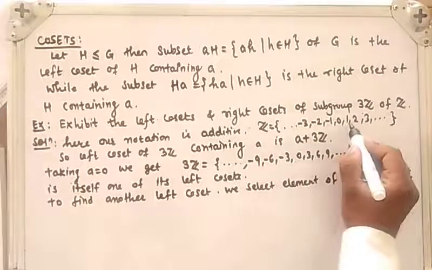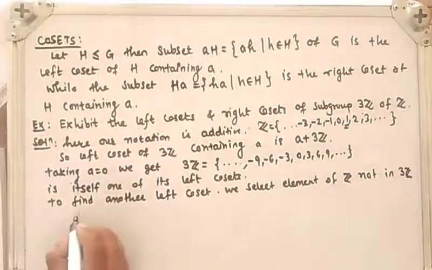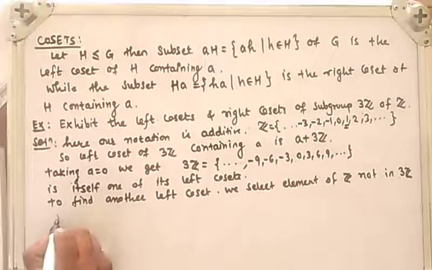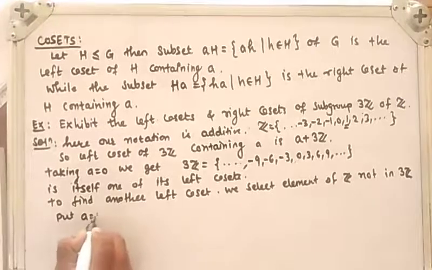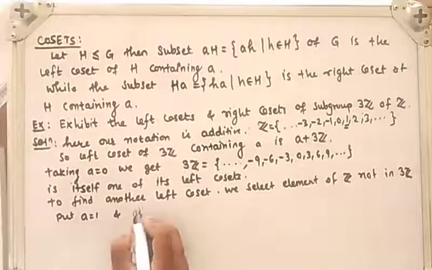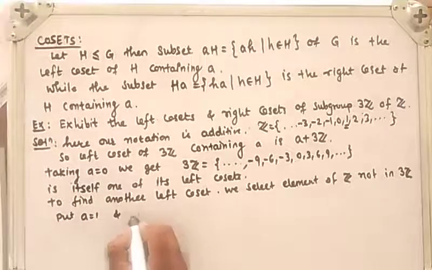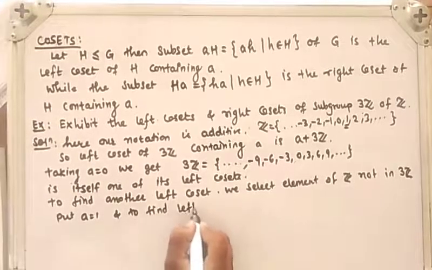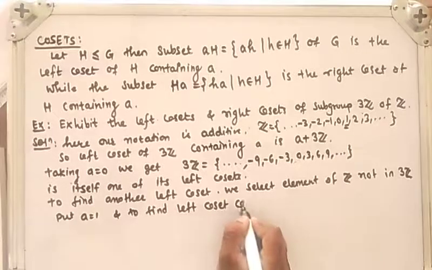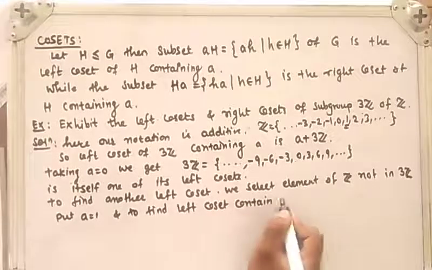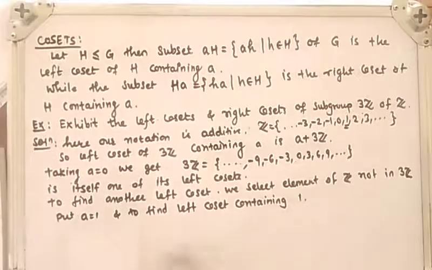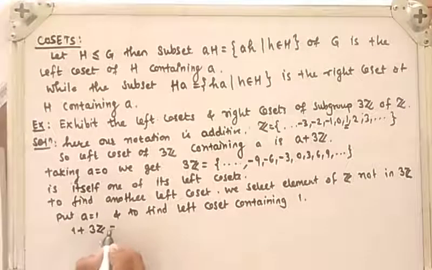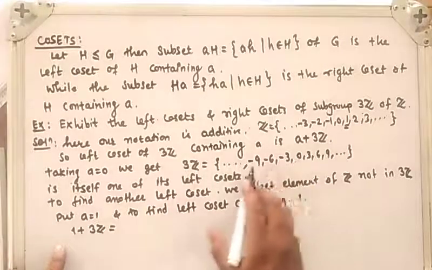So here I will put a is equal to 1, and find the left coset containing 1, which is 1 plus 3Z. So 1 plus 3Z is equal to, we add this 3Z with 1.